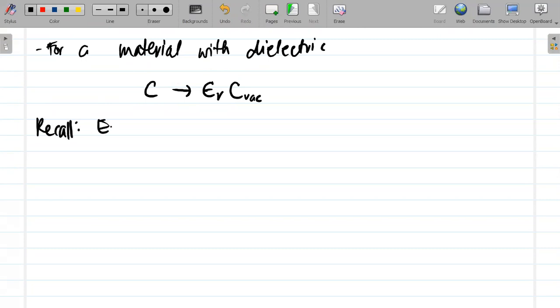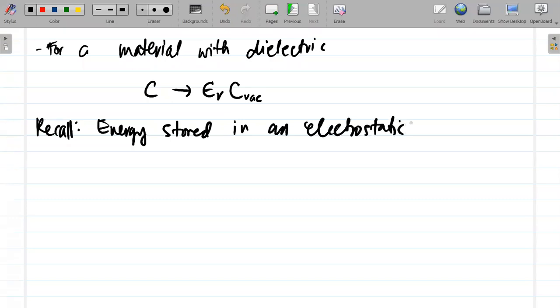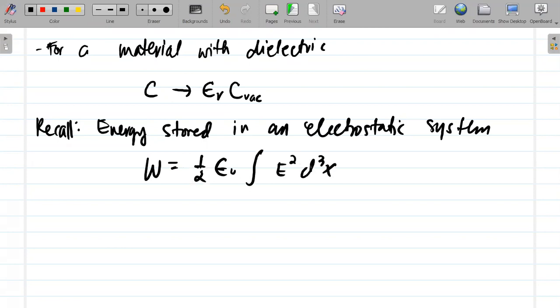So, the energy stored in an electrostatic system is given by, di ba, 1/2 epsilon naught integral of E squared d cube x. Yan yung usual na na-derive natin last time, where E squared equals E dot E.